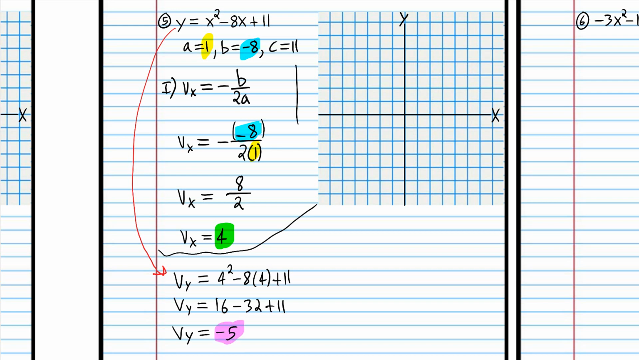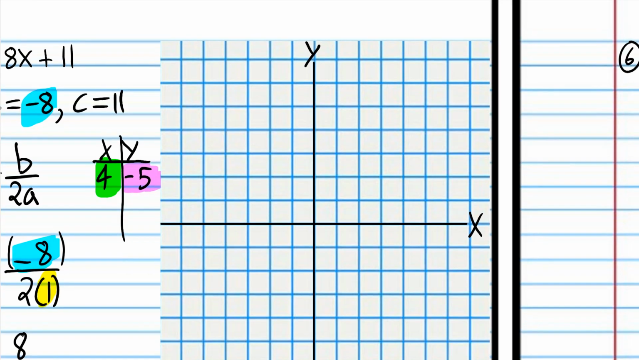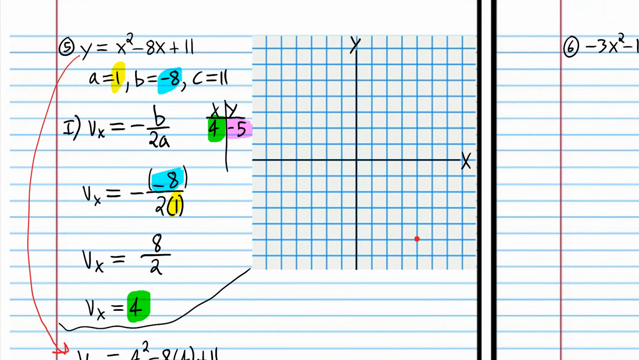So let's make a table. And we have 4, negative 5. That's all the way down here. And I know the parabola goes upward because the coefficient of x squared is positive, so I'm going to go ahead and write the coordinate here so it doesn't run into the graph.